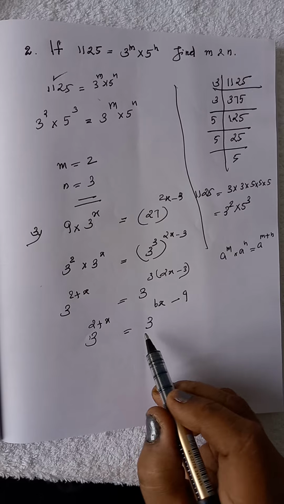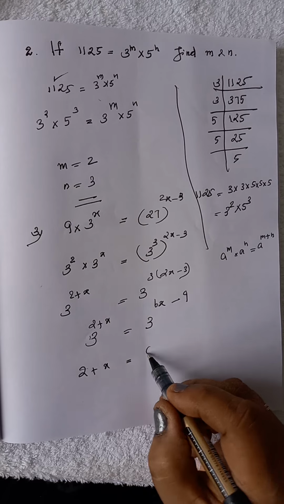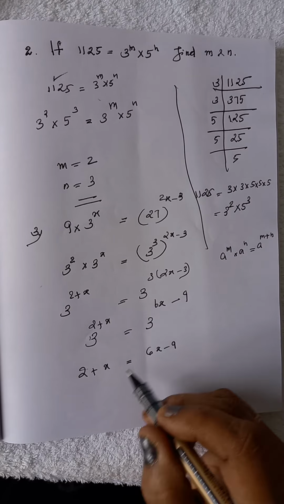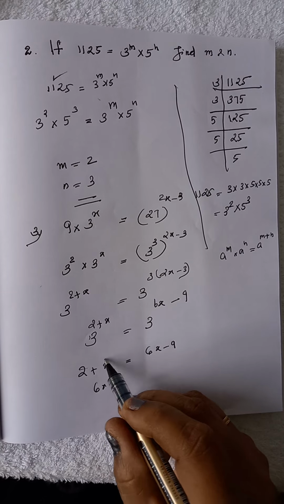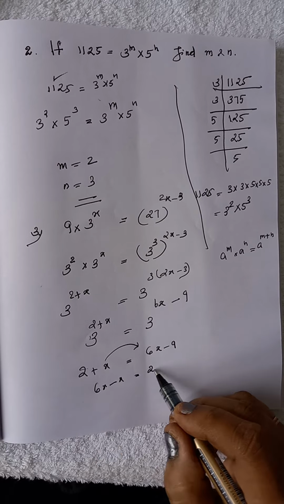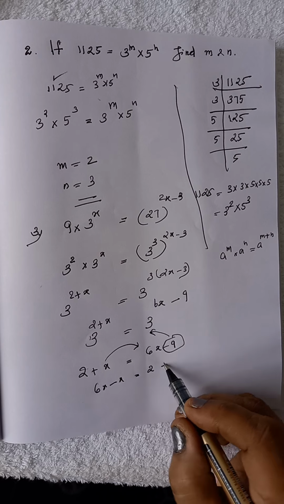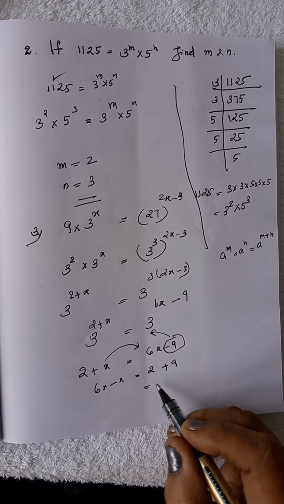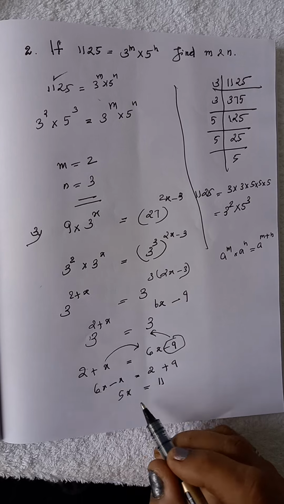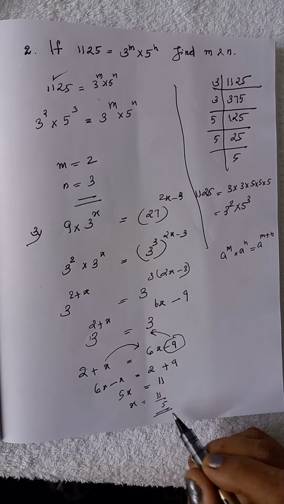Here the bases are equal, so the powers are equal. That means 2 plus x is the same as what? 6x minus 9. So we will take this x together. So here 6x is there, then we will take this x to this side. So minus x, that is equal to, here 2 is there, we will take this minus 9 to the other side. So plus 9, that is equal to 11. So what is this 6x minus 1x? That is 5x. So what is x? 11 by 5. That is the answer.